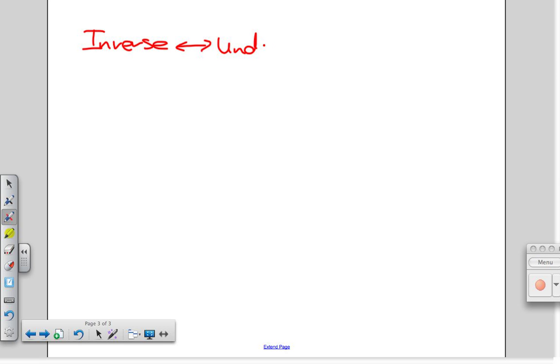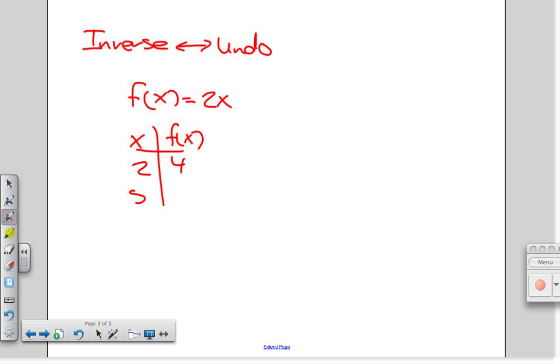So for instance, if we had a function f of x is 2x, it's just going to double some number, right? So whatever we put in here for x, we're going to double it. So if we put a 2, we're going to get a 4. If we put a 5 in, we'll get a 10. Put in a 10, we'll get a 20 out. Okay, we can graph that. We know it's all a line. It's going to have a slope of 2, and it's going to go through the origin.